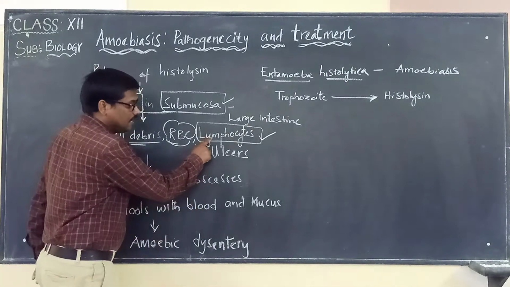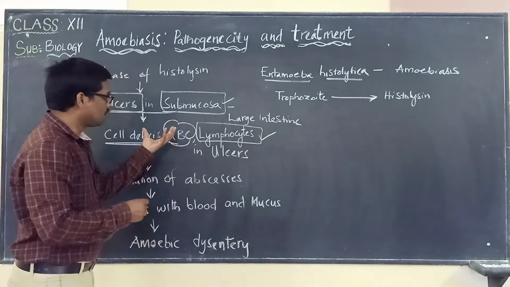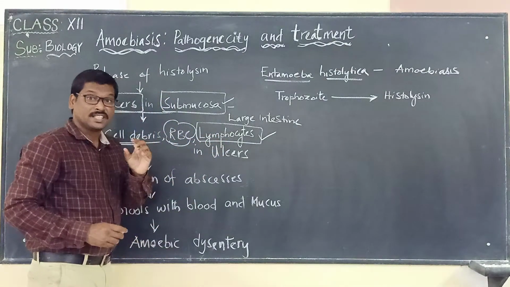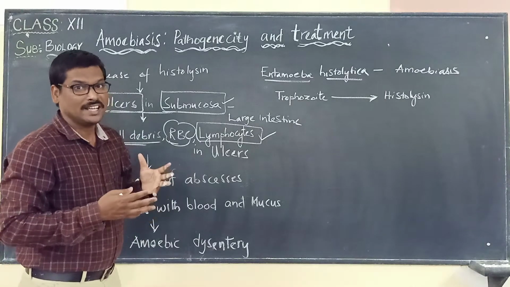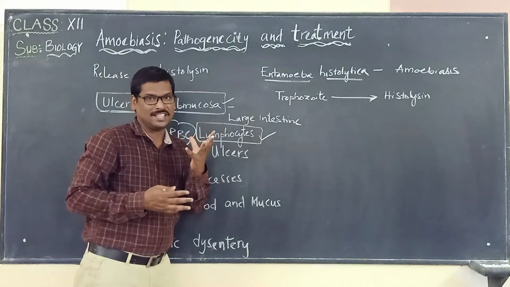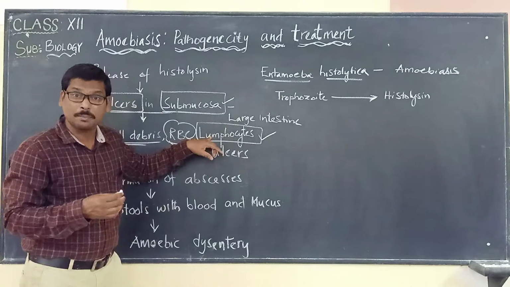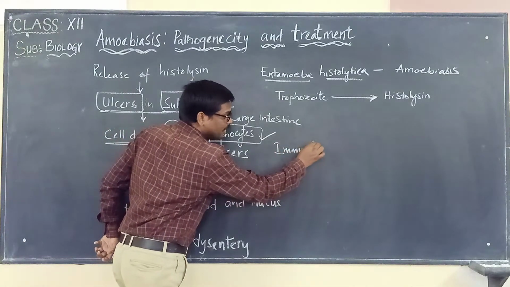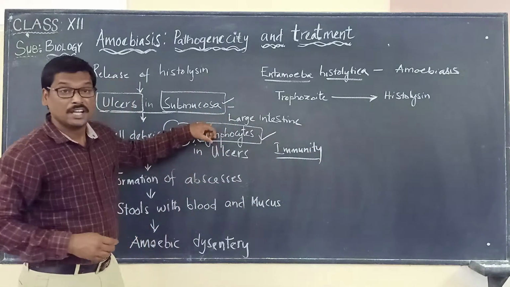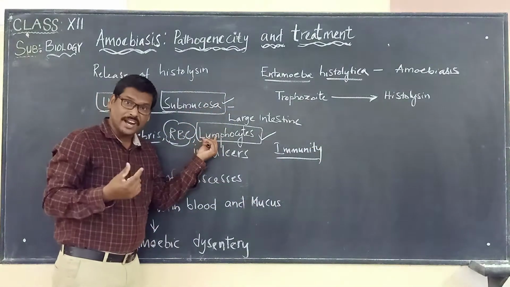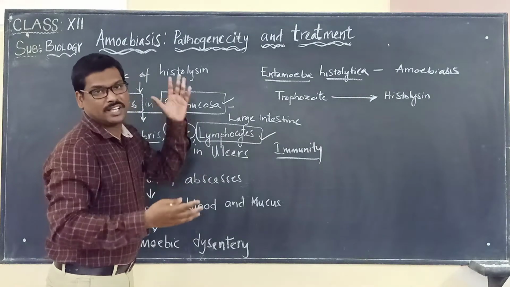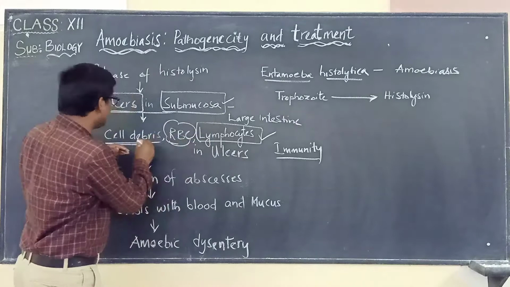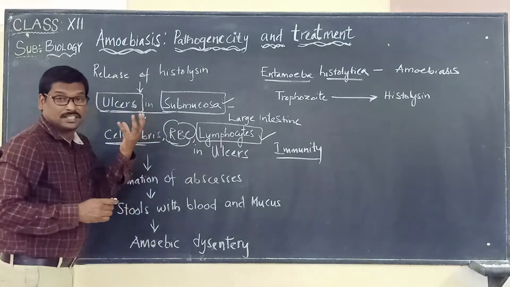These lymphocytes present in the submucosa help in providing immune power, or immunity. These lymphocytes play a crucial role in immunity. They will try to attack this pathogenic organism. All these we are seeing now inside the ulcers.